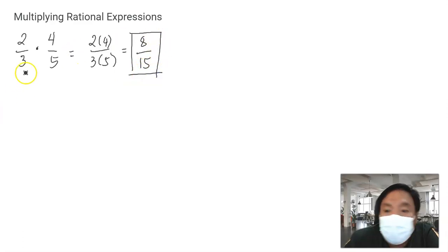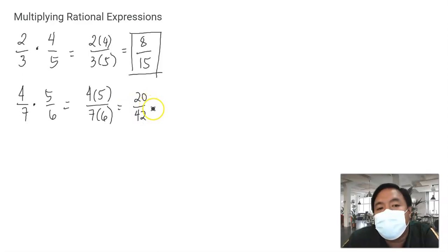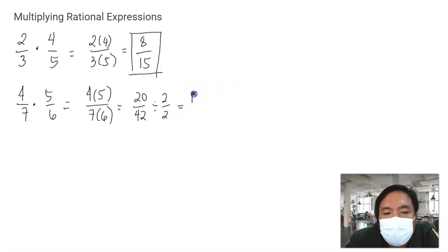And then, what if I have here 4 over 7 times 5 over 6. So from this, we can say that we can have 4 times 5 and then 7 times 6. You'll have 20 over 42. But look, parang meron pa po tayong pwedeng makuha ang lowest term. Both numbers are divisible by what? 2. Very good. And if you divide 2 to both the numerator and denominator, we'll have 10 over 21.